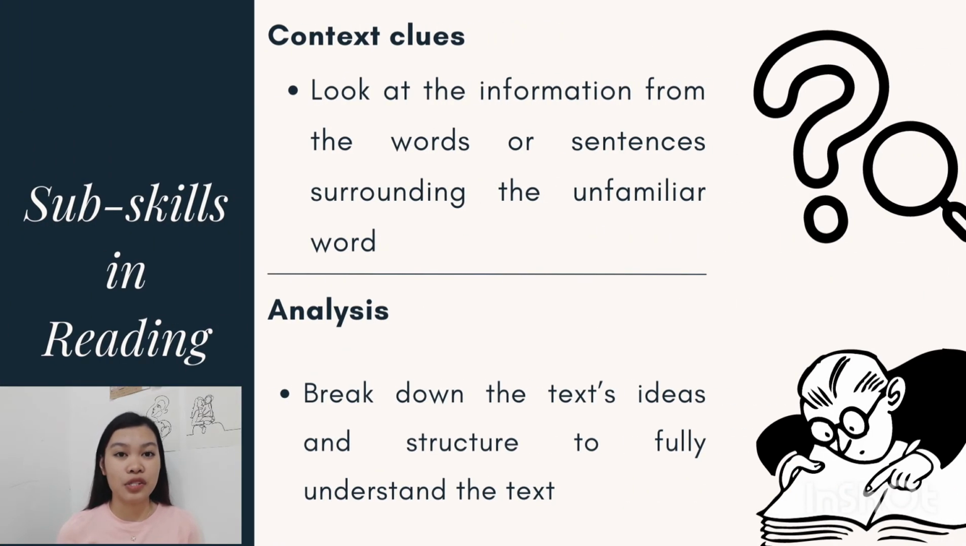Next, context clues. You can make use of context cues if you encounter an unfamiliar word in reading. You just have to look at the information from the words or sentences that surround the unknown word. Then, analysis. In analyzing a text, you should break down its ideas and structure to understand it better, to critically think about it, and then draw conclusions from it.